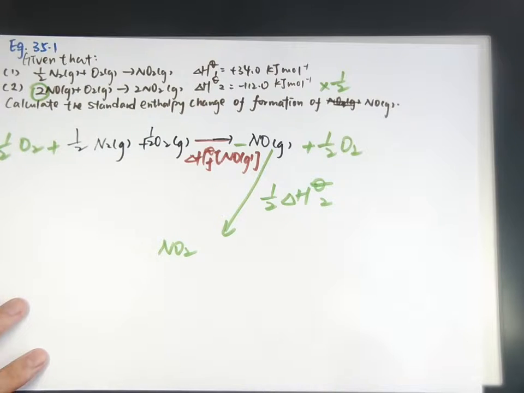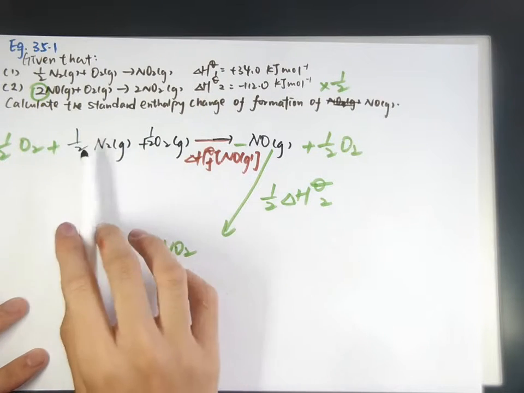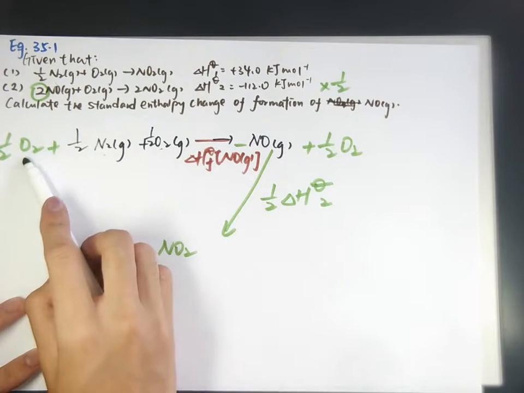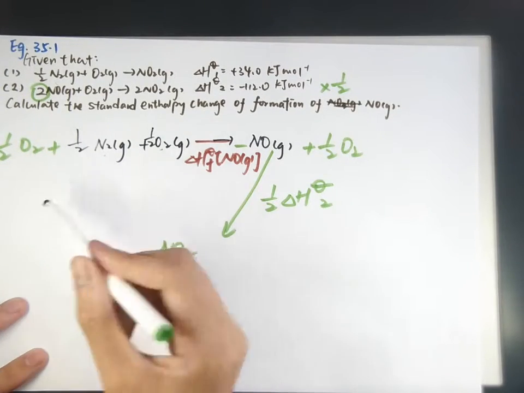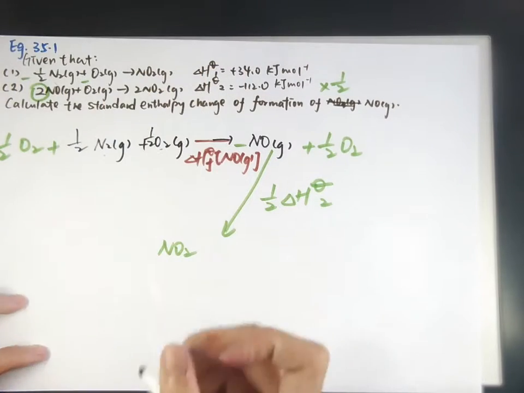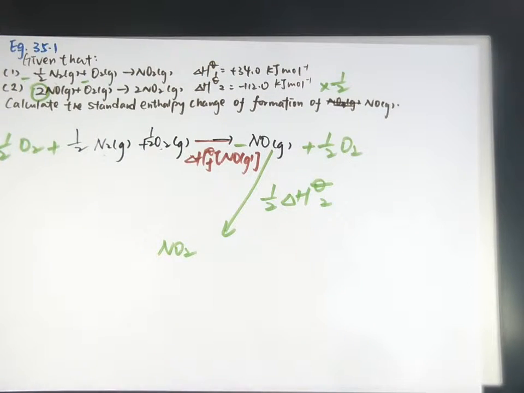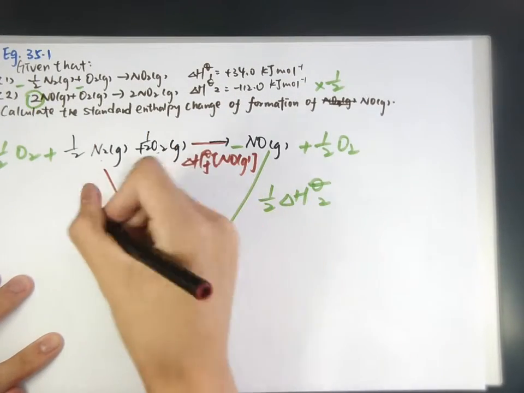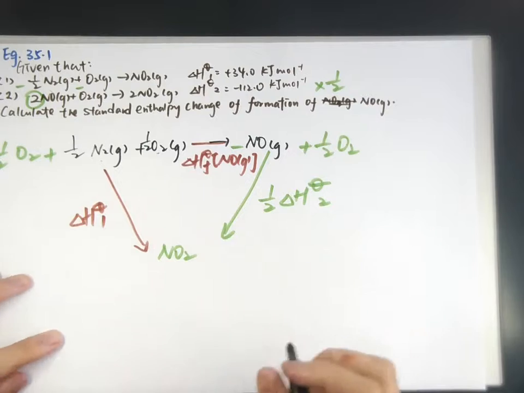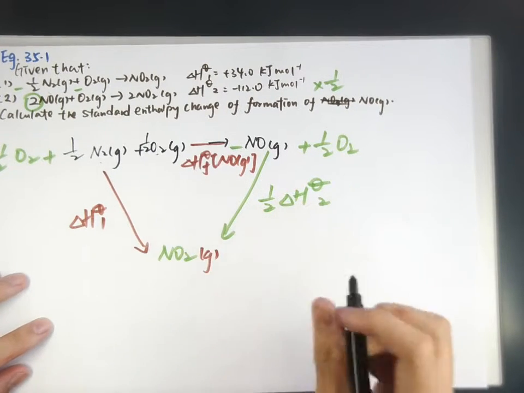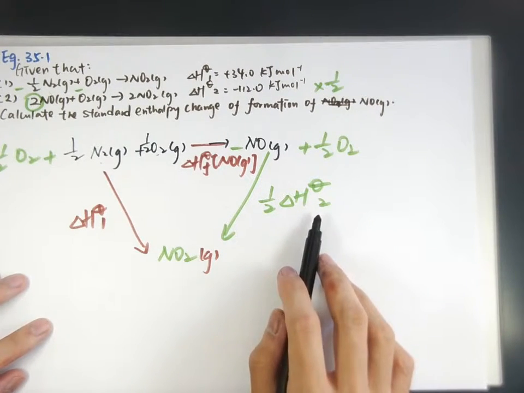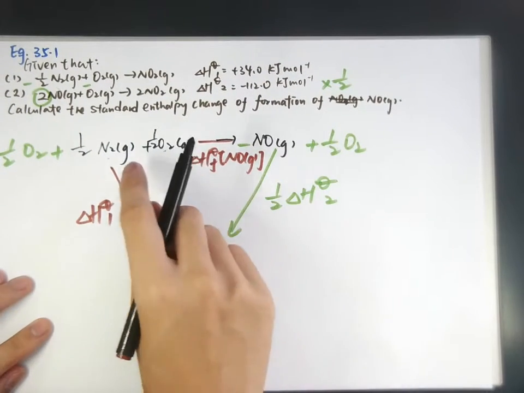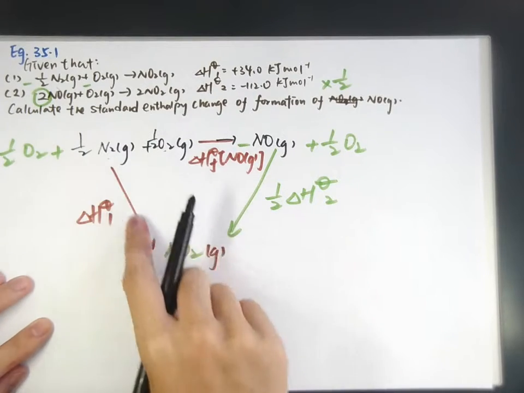And this one, look at this, 1/2 N2, 1/2 O2 plus 1/2 O2 means 1 O2, right? 1 O2, 1/2 N2. So we can see that it already fits the equation of delta H1. So this will be delta H1. It is directly delta H1. And this is 1/2 delta H2. So still remember what I taught you in the last video: the clockwise direction will always be equal to the anti-clockwise direction.